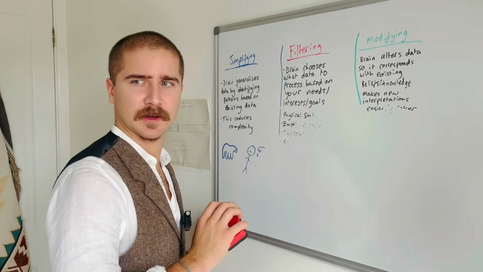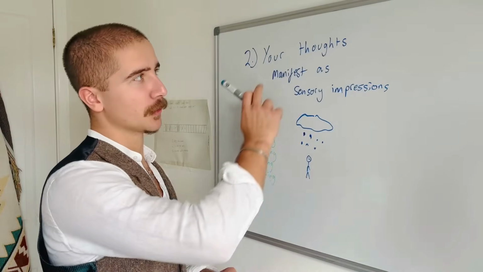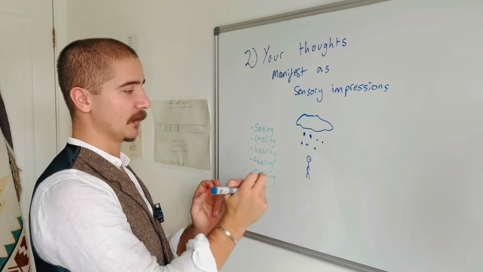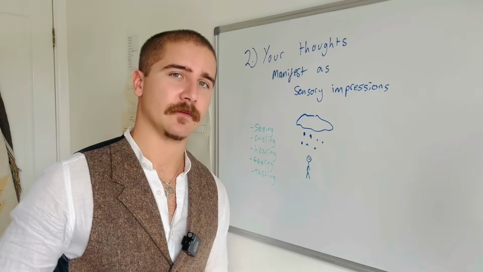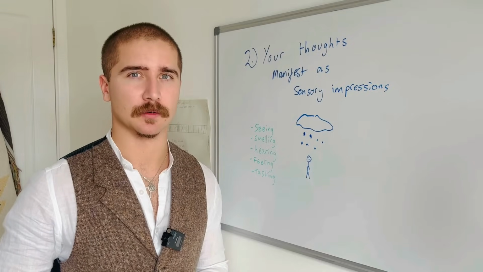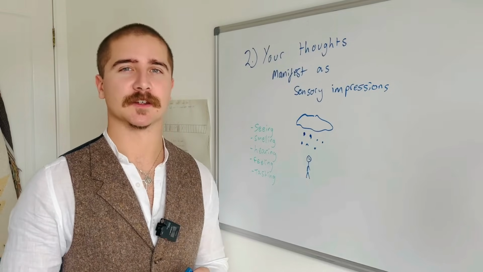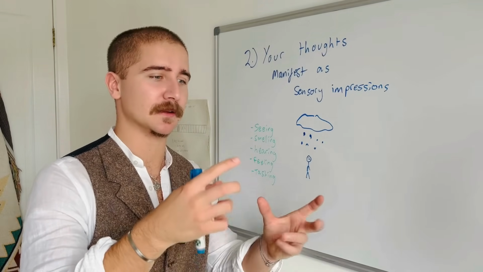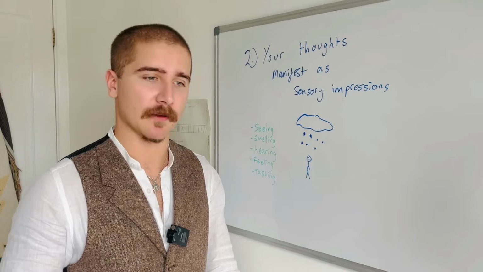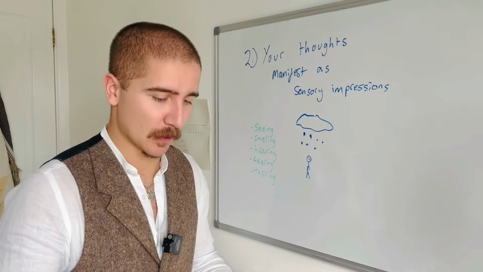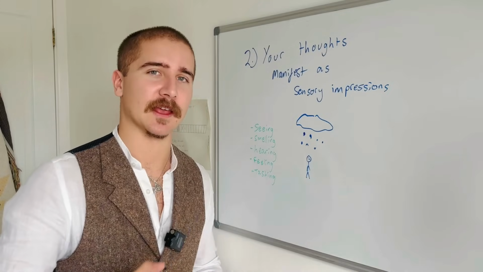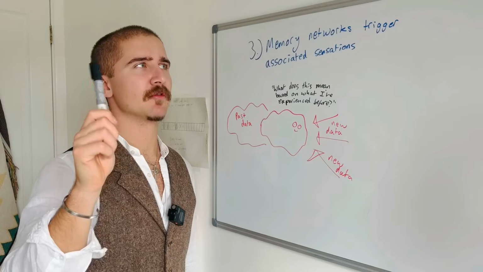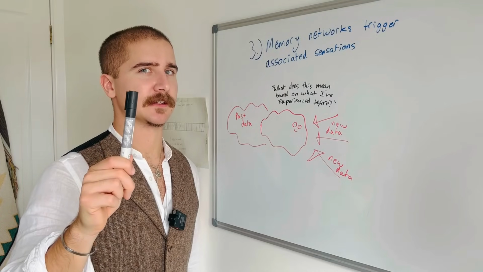The second thing you need to understand about your brain is your thoughts manifest as sensory impressions. By sensory impressions, we mean your senses: seeing, smelling, hearing, feeling, tasting. But we all perceive things differently. To give you an example, if you engaged in the thought experiment of imagining a rainy sky, you might focus on the gloomy, grey, depressive nature of it, whereas someone else might focus on the enriching smell of the earth and getting the mud between their fingers. Whatever floats their boat.